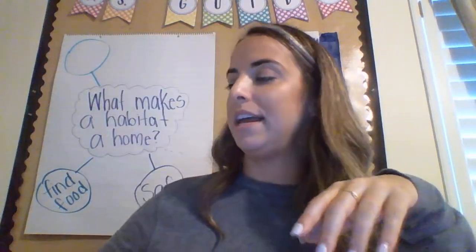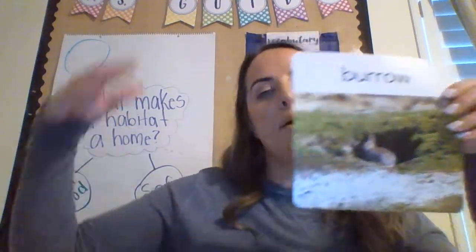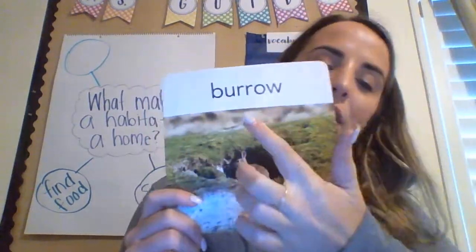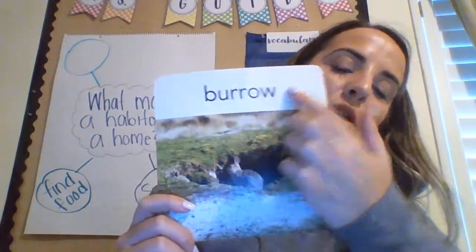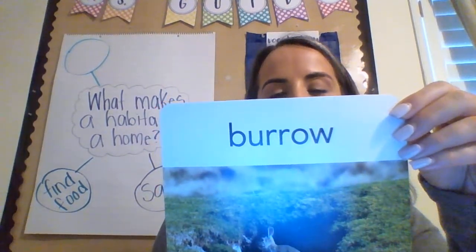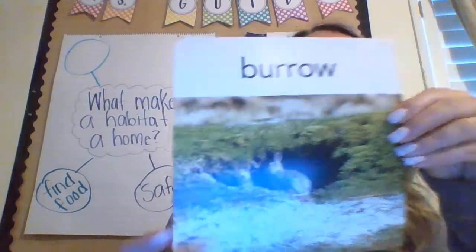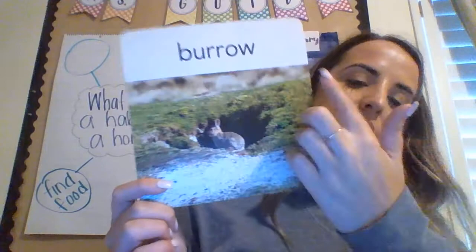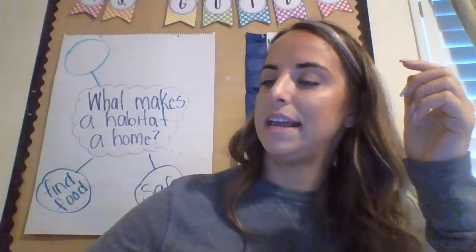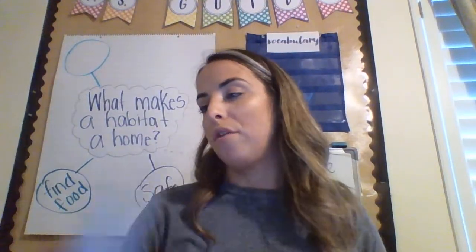Our last one is burrow. Say burrow. Tap it out. Burrow. So burrow actually has an OW sound. A burrow is a hole in the ground that an animal makes to live in. So the rabbit's burrow has space for its whole family. Okay, this is its burrow. That is a noun, not a verb. All right, so let's go over our book.